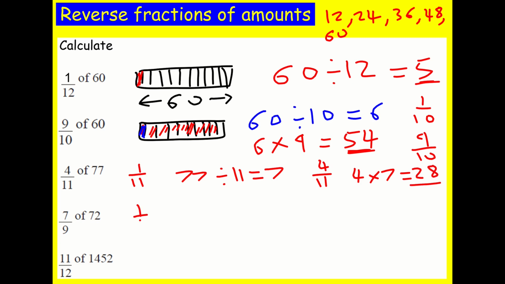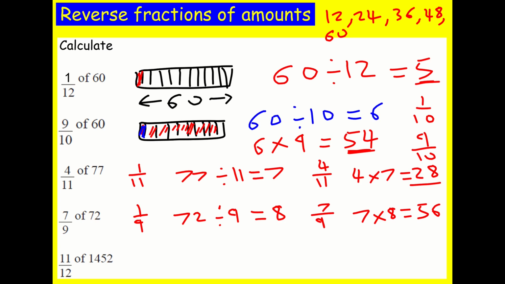7/9, 1/9 is going to be 72 divided by 9, and that is equal to 8. So 7/9 is going to be 7 times 8, which is 56.